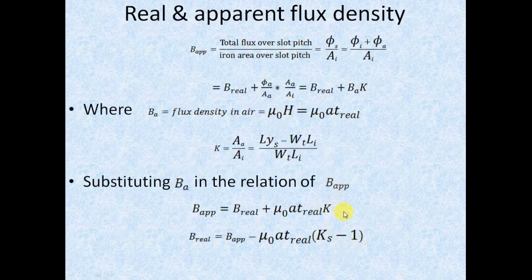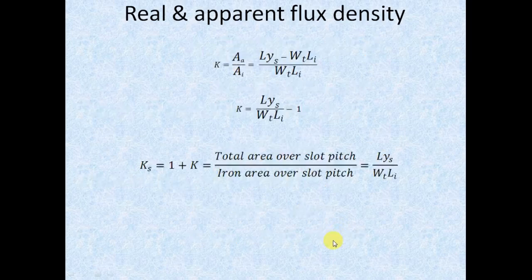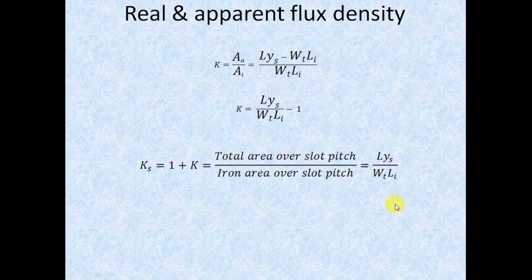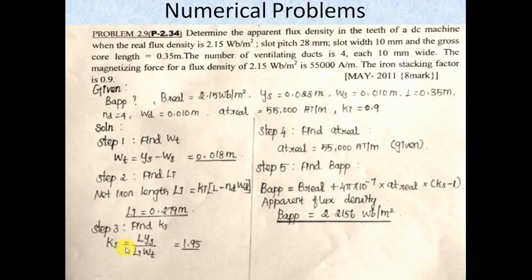Instead of K, we have written Ks minus 1, where Ks is actually the ratio of total area over slot pitch divided by iron area over slot pitch. You must know this relation by heart, then only you will be able to solve the problems. Hopefully the concept of real and apparent flux density is clear for you now. Next we are going to solve the numerical problems related to real and apparent flux densities.